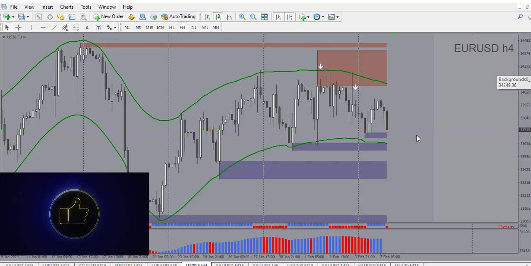This is one of the best MetaTrader 4 Forex tools. Let us dive in.